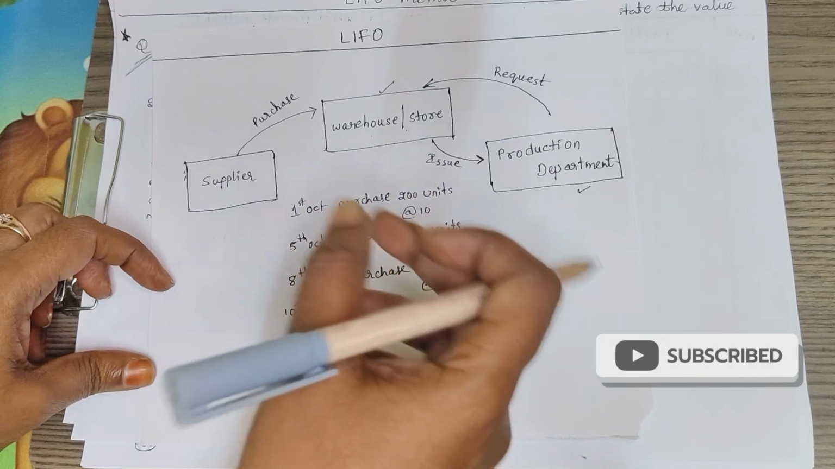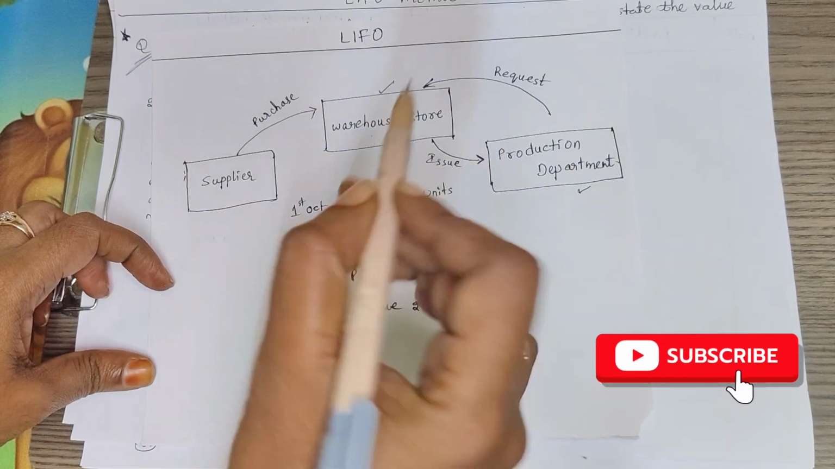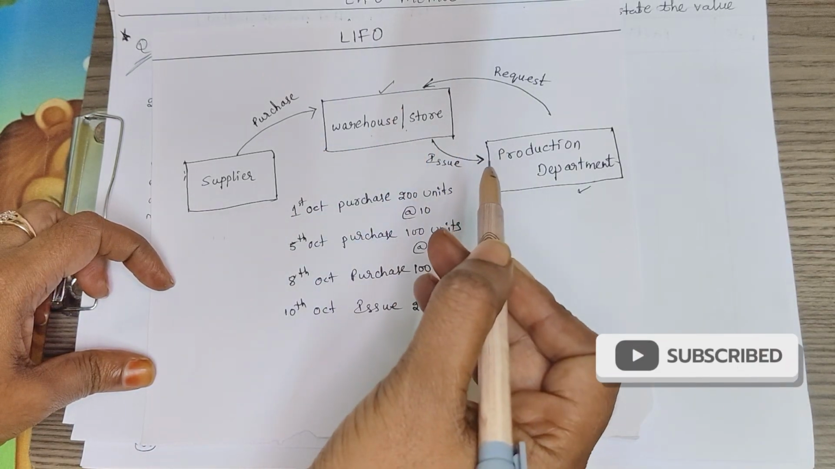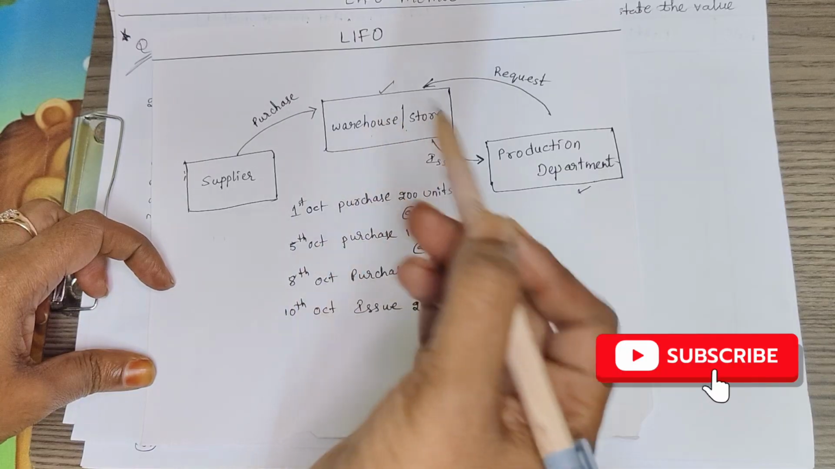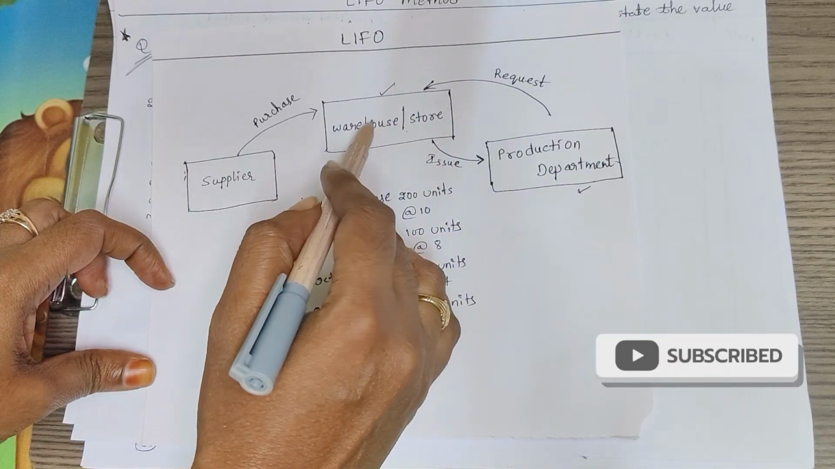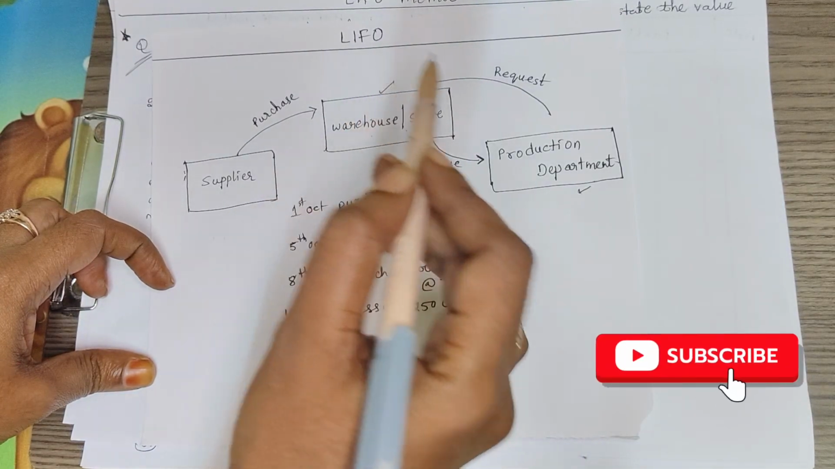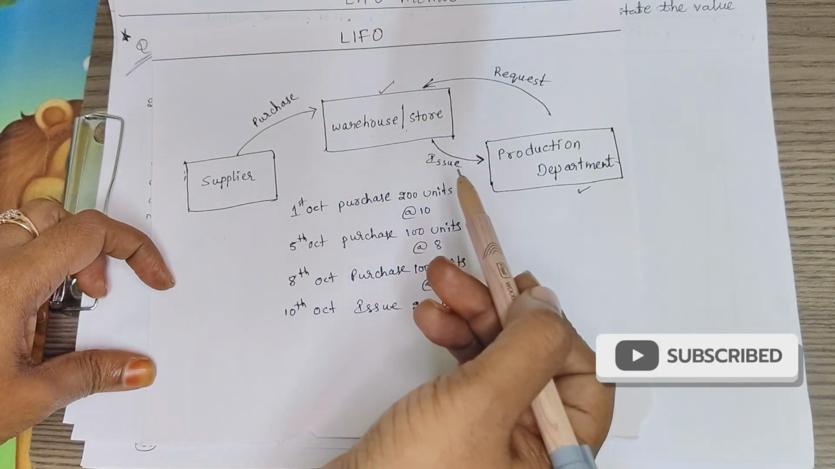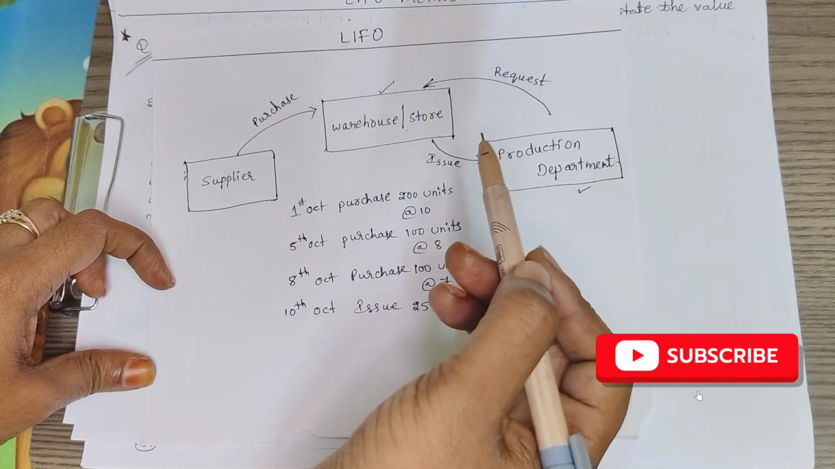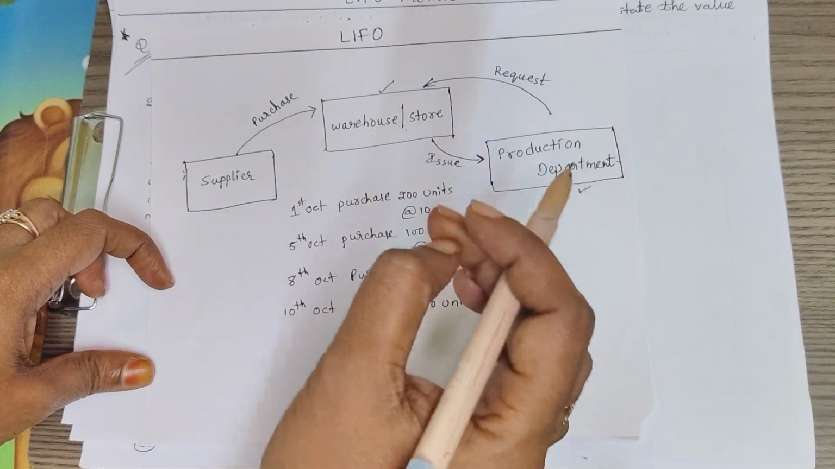So, what we do in the LIFO method is nothing but last in, first out. Whatever has come last into the store, in that order only, it will go out first. So, last in, first out. Simple. Let's say one example.